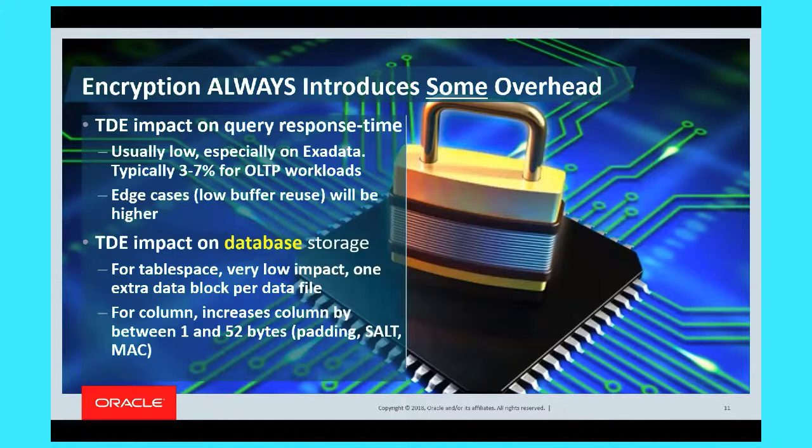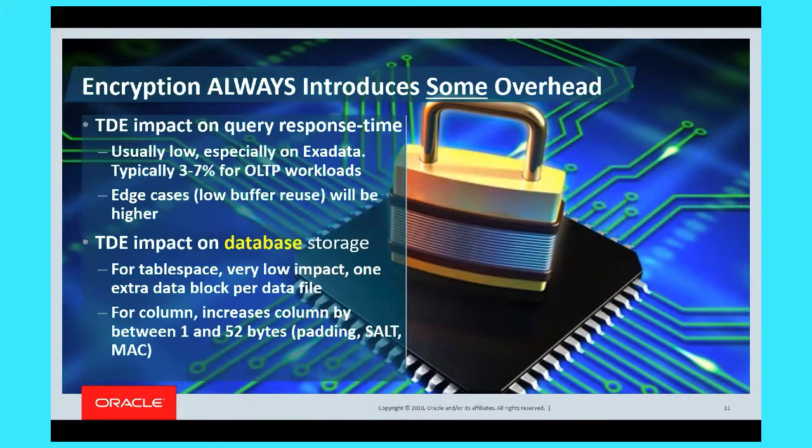If you have an application that makes very little use of buffer cache, say something that's always doing direct path reads, or an application that is heavy on write activity with very low read activity, then that is a use case for which TDE overhead is going to be higher. Okay. So you do want to test beforehand.